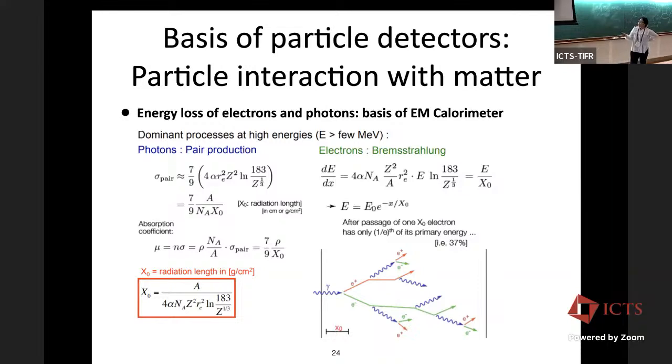So what happens when an electron and a photon pass through the medium? For example, the electron produces a photon from radiation energy loss. And the photon then produces an electron and positron pair. Then one of the electrons here, for example, emits a photon again, and it produces another electron pair. It produces this cascade of the electromagnetic shower. So this is how it loses its energy. It means it deposits the energy of the particle in itself, and we can then convert this to a signal and measure its energy. And that's the calorimeter detector.